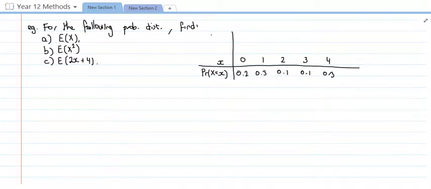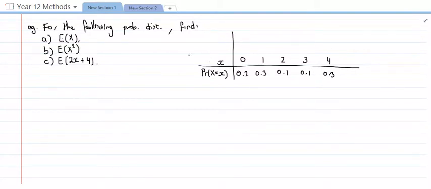So in the second video, I'm going to have a look at how we can calculate various expected values. So for the following probability distribution, find E of X, so that's just the normal expected value, E of X squared, and E of 2X plus 4. You can see I've drawn up the table here, so that's the information that we're given already.